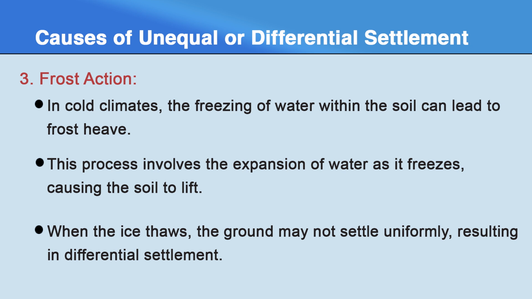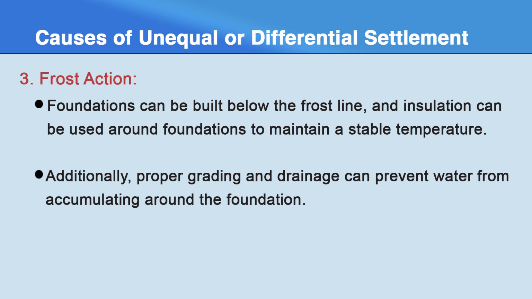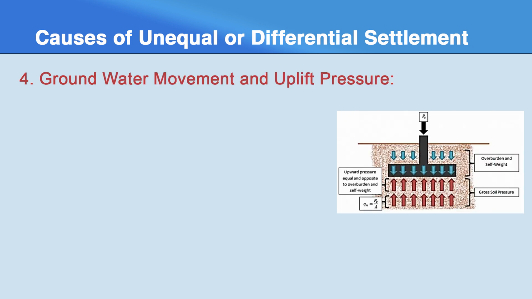To prevent frost action, foundations can be built below the frost line and insulation can be used around foundations to maintain a stable temperature. Additionally, proper grading and drainage can prevent water from accumulating around the foundation. Fourth is groundwater movement and uplift pressure.